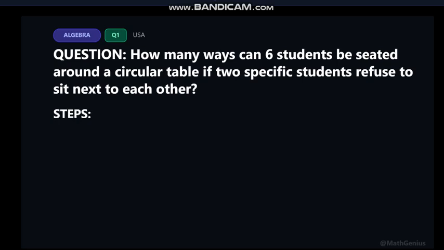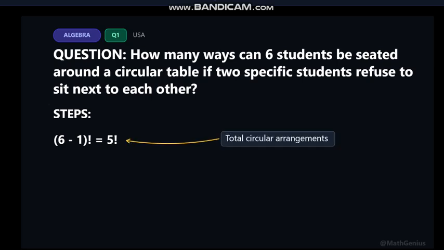Steps. First, let's find the total ways to seat 6 people in a circle. The formula is (n-1) factorial. 6 minus 1 equals 5. Total circular arrangements: 5 factorial gives us 120 total combinations.